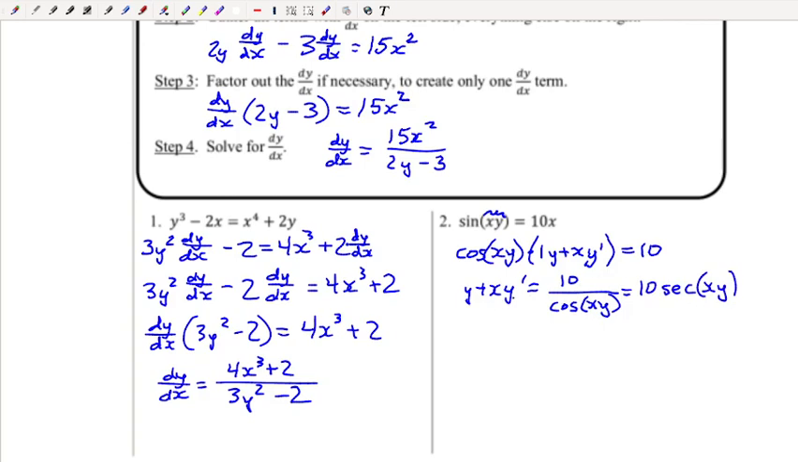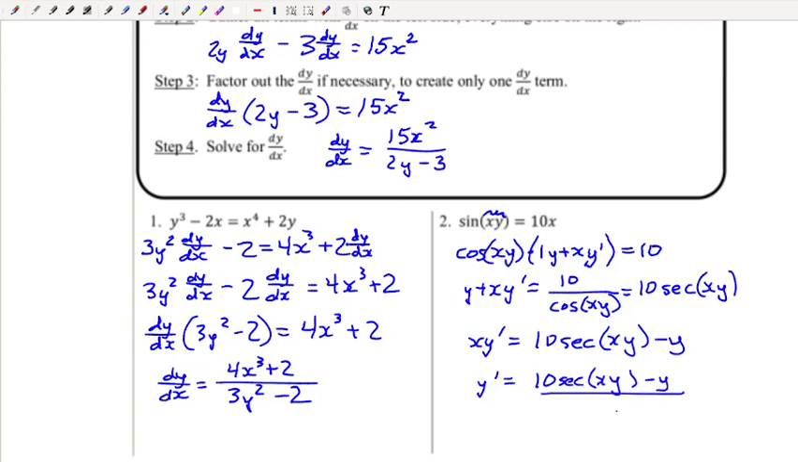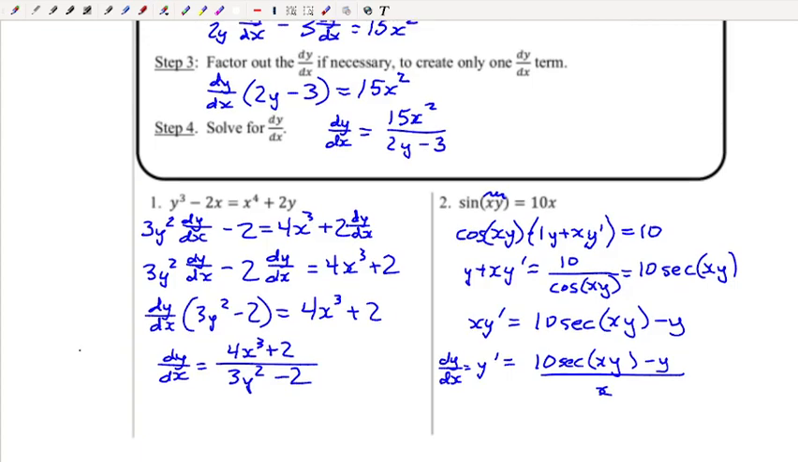Okay, then I'm going to try to solve for y prime, subtract the y to the other side. So I've got xy prime equals 10 secant xy minus y, and divide out the x to get y prime equals 10 secant xy minus y, all over x. And I could write this again as dy dx equivalently. And if the question asked me for dy dx specifically, I probably should write my answer like that, with the dy dx instead of the y prime. So there you go. Chain rule, product rule, and implicit differentiation all at once. It's a mouthful, but you can do it one step at a time.